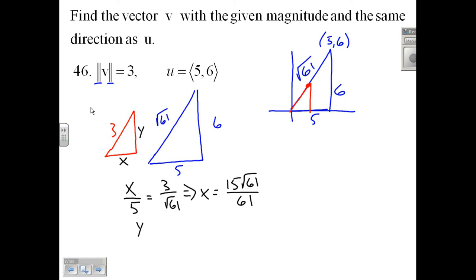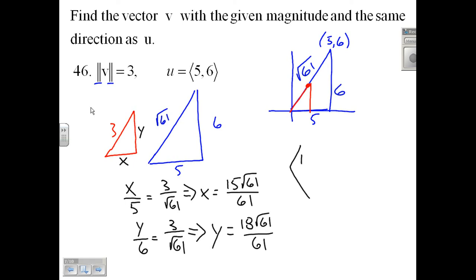Likewise, y is in the same position as 6, while 3 is in the same position as root 61, giving me a y component of 6 times 3, 18, root 61 on 61, for a vector of x component, y component. And there's our vector.